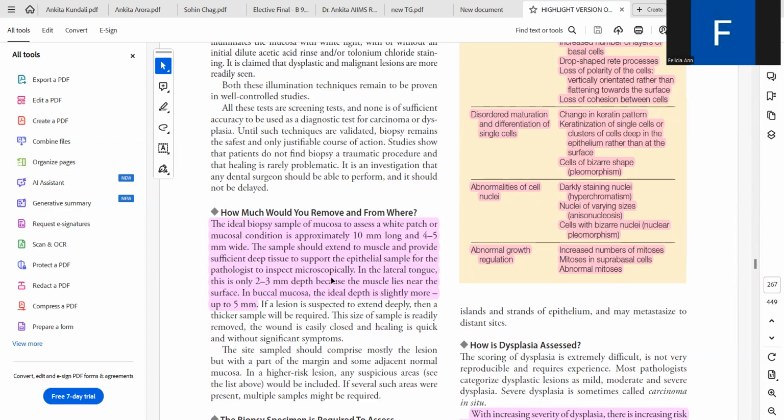to inspect microscopically. And in the lateral tongue, this is only 2 to 3 millimeter. In the lateral part where this lesion is, it is 2 to 3 millimeter depth because the muscle lies near the surface. In buccal mucosa, the ideal depth is slightly more, up to 5 millimeter.